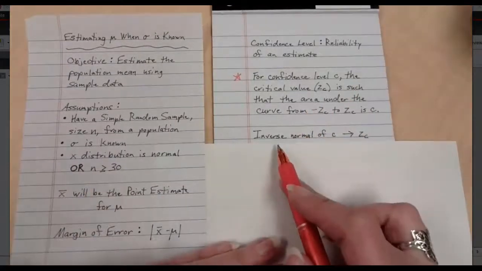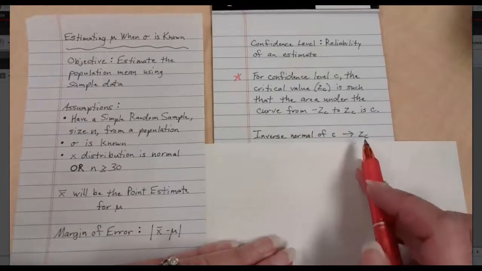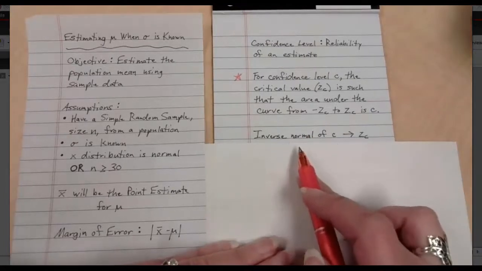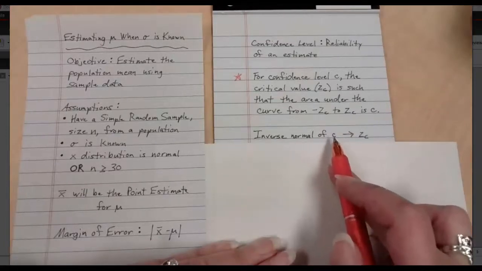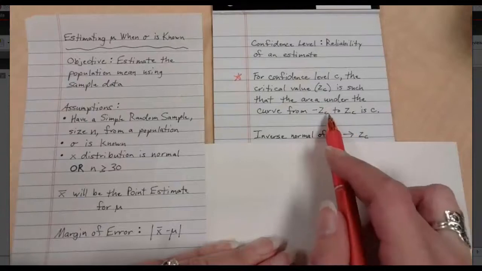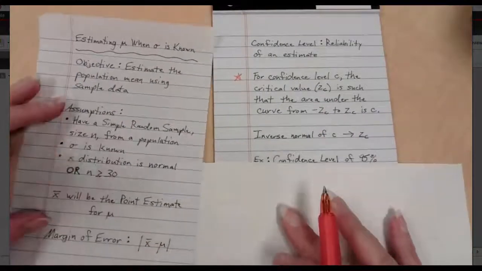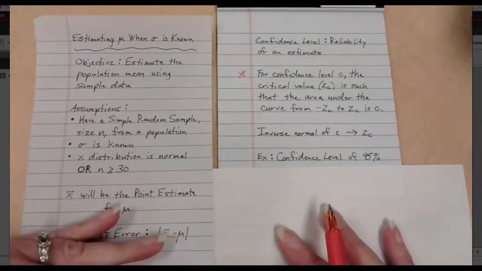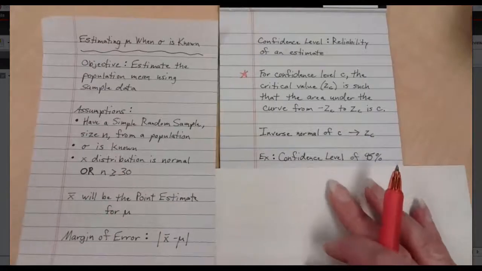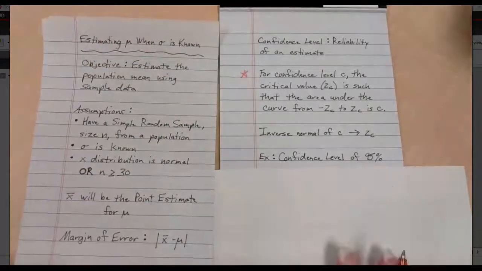And we've talked about inverse normal before, so if we have the area and we are looking for the z-scores to go with it, we can do some inverse normal stuff here. So inverse normal of this area under the curve will give us the z-scores that set the boundaries for that particular area. Okay, so confidence level of 95%. Let's say that we would like to be 95% confident in the results of our estimate here. What's got to happen for that?